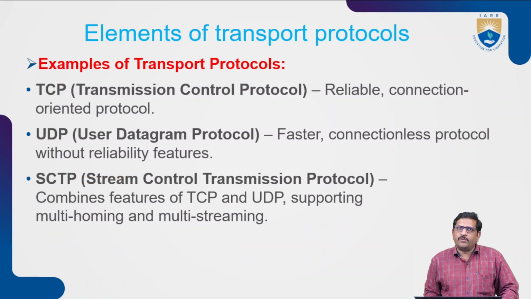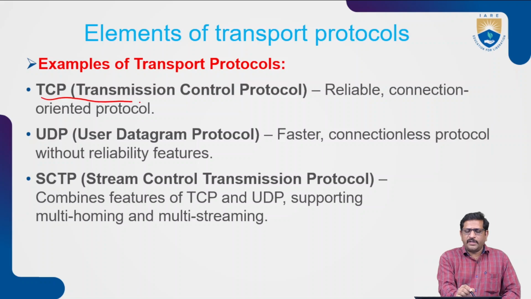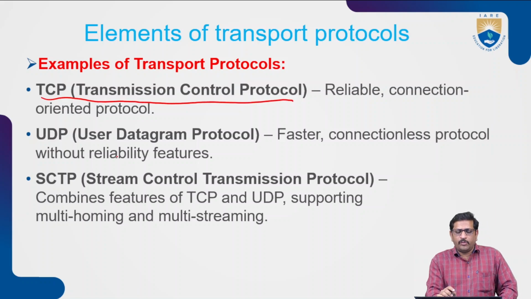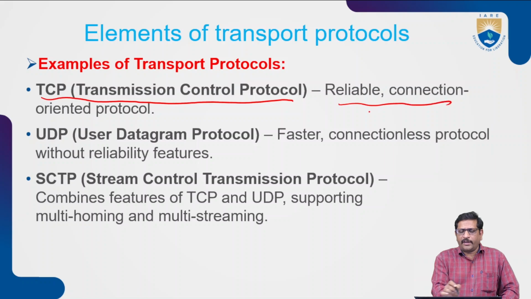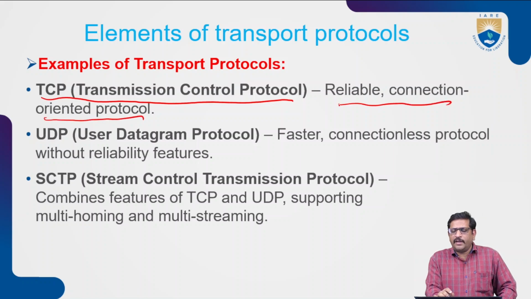Examples of transport protocols generally used in the market are TCP, Transmission Control Protocol, which is the best example of a transport layer protocol, and the UDP protocol. Transmission Control Protocol is a very reliable and connection-oriented protocol. Whatever data we transmit, that accurate data is delivered. That is reliable. And it is connection-oriented: before data transmission, the connection is established. After that, data can be transferred from the sender machine to the destination machine.